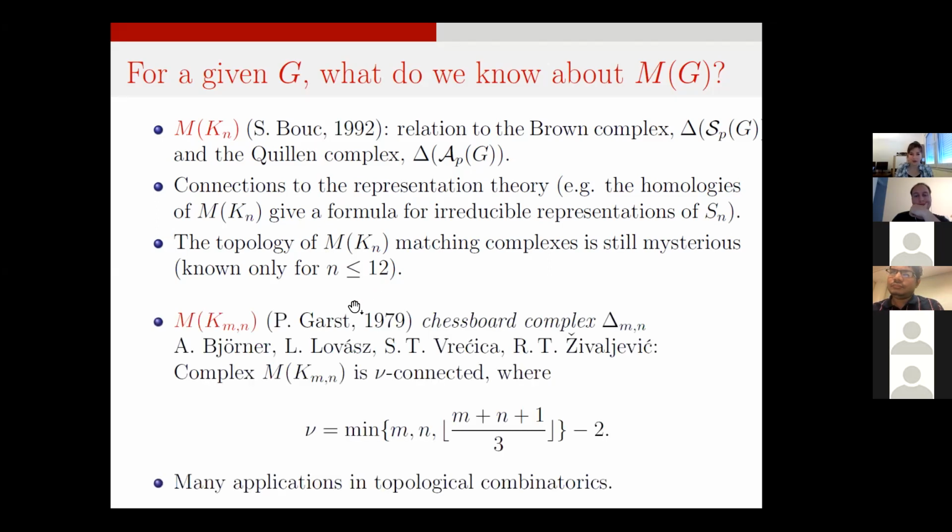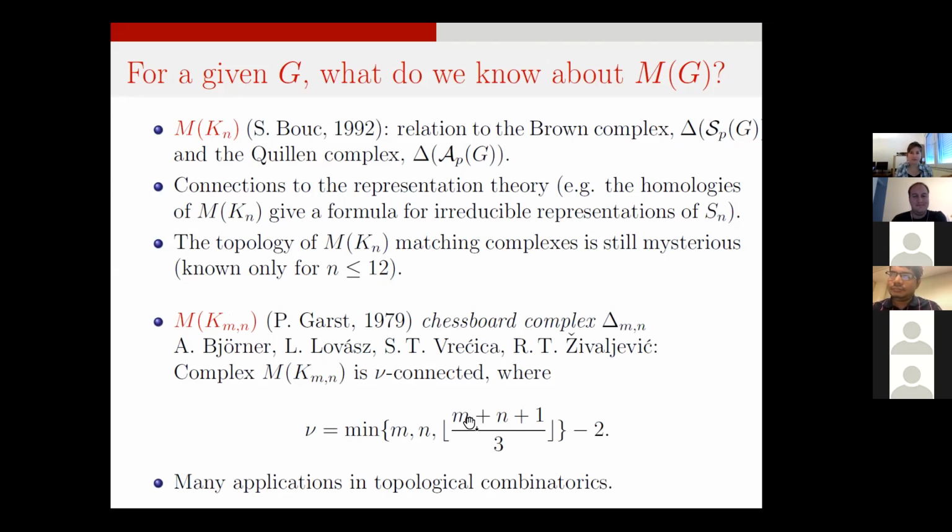And there is another one, the matching complex of a complete bipartite graph. And it's also very well known. There are similar results for these two. But this one is also known as the chessboard complex. For example, there is a result, just one of those results, that this complex is connected this much. And also there are many other results.